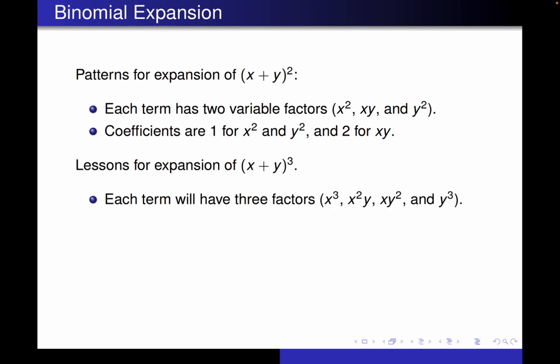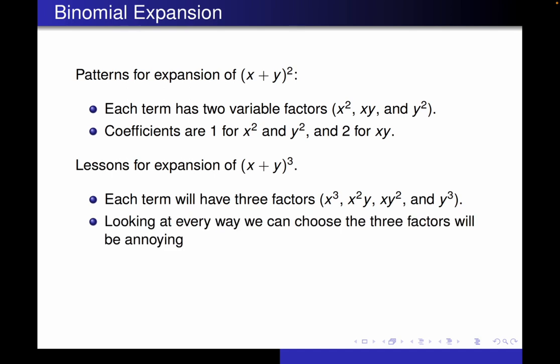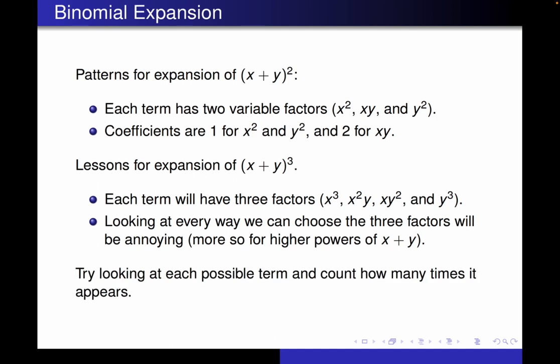So we're either going to get x cubed, that's 3 x's, x squared y, that's 2 x's and a y, x y squared, that's 1 x and 2 y's, and then y cubed. Those are all the possibilities. If we want to look at every way that we can choose the 3 factors, that is going to be extremely annoying and a little bit hard to organize as well. And even more so if we're, say, taking (x + y) to the 10th. So once we get to higher powers, we want better ways of doing this.